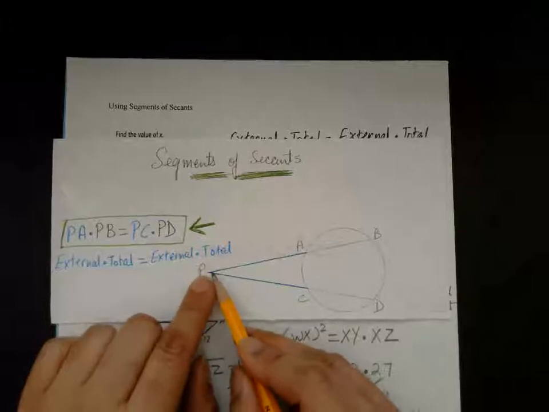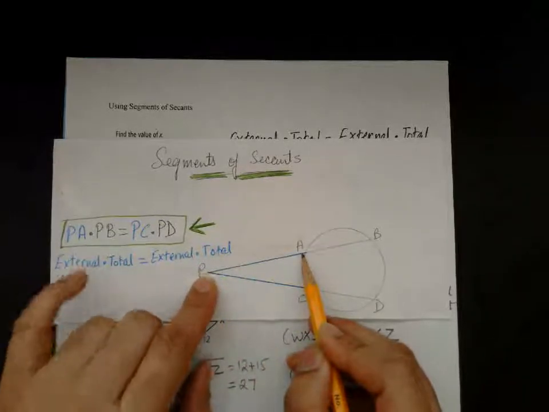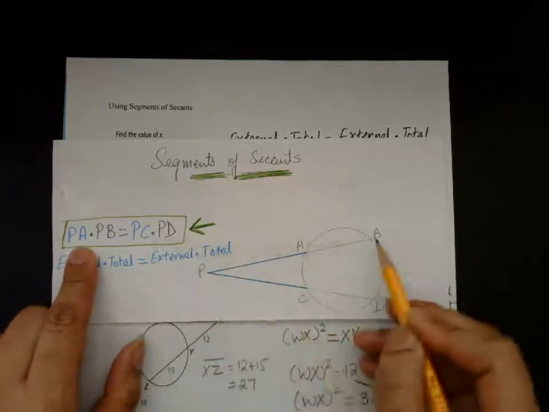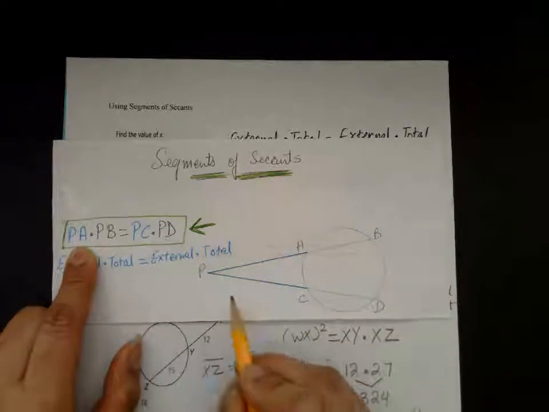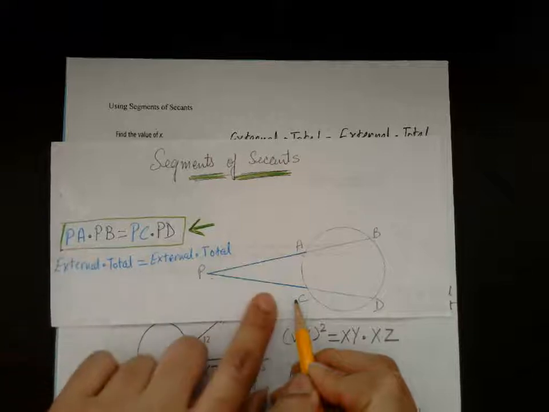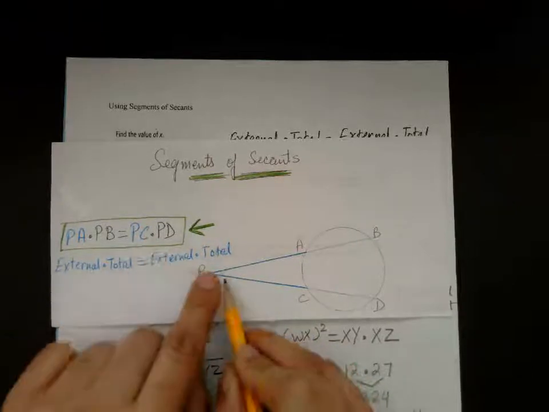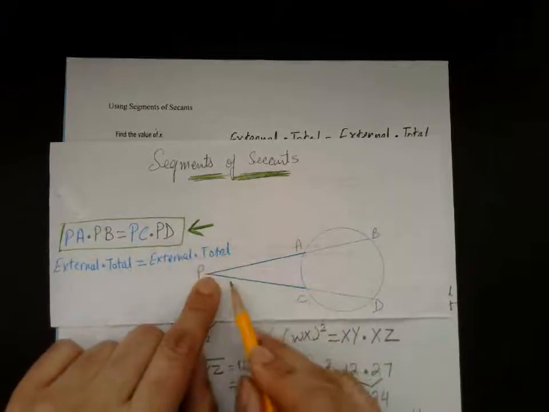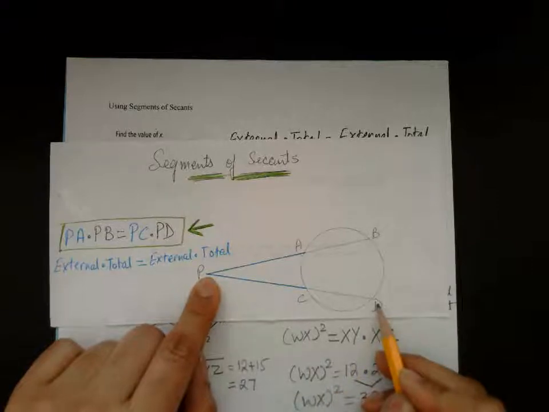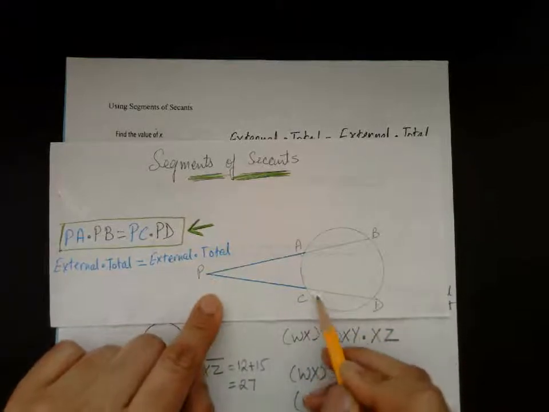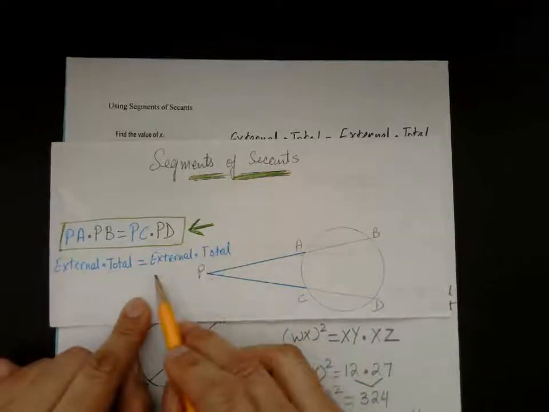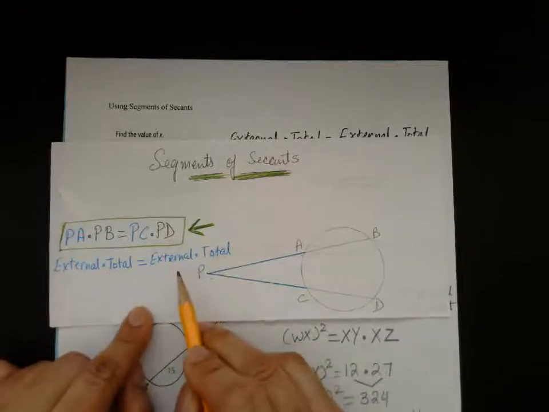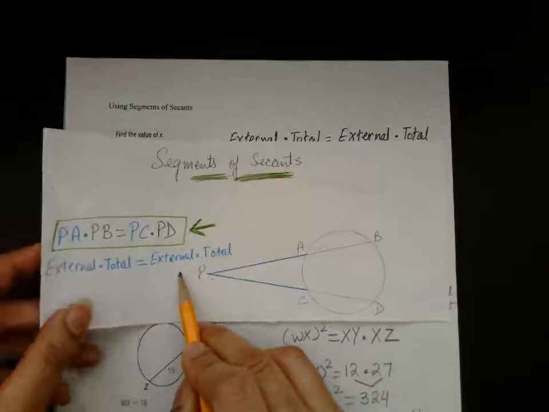In this case, PA is the external part, PB is the total secant, the top secant. PC is the external part of the second secant times PD. PD is the total secant segment, the bottom secant segment. They will always be equal to each other. Let's apply this theorem in solving the question.